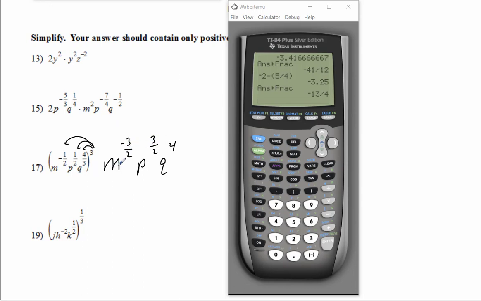Now, because I don't have any other M, P's, or Q's, I just have a single one of them, and this is a negative, and that goes to the bottom. So this is going to be P to the 3/2, Q to the 4 over M to the 3/2. That is your final answer there for 17. That was pretty simple. Let's go to 18.